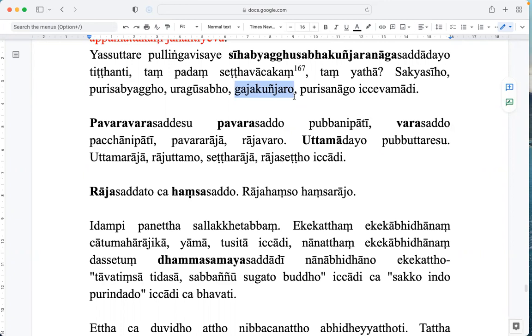So then next. Bawara wara sadisu: bawara sado, boba nibadi; wara sado, bacha nibadi. Bawara is also higher or noble, wara also the same sense. But bawara sada is a pre-modifier, pre-position. So what I said, both position or both modifier. Even though they have the same sense, if we use bawara, it is always the first member. So pre-modifier, pre-position.